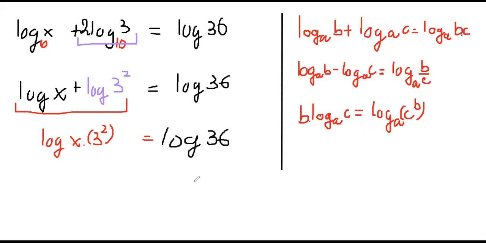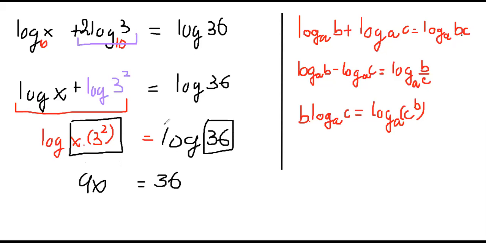Then once you have everything in the same log with the same base, everything inside the log will be equal to each other. So this part will be equal to 36. What is 3 to the second power times x? 3 to the second power is simply 9, so 9x will be equal to 36. And what is x? x is simply 36 divided by 9, which is equal to 4.